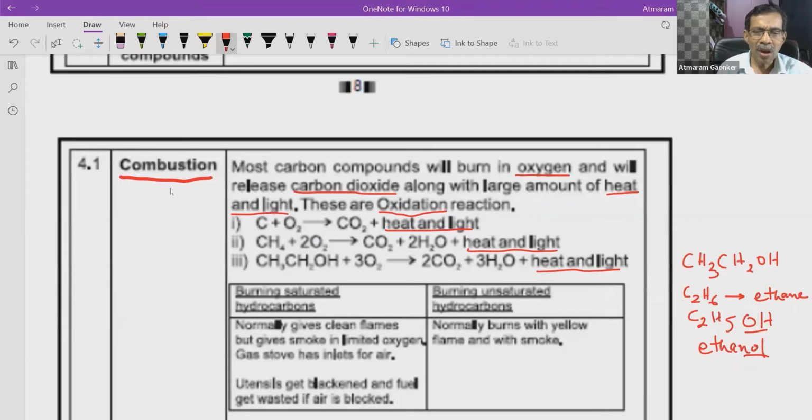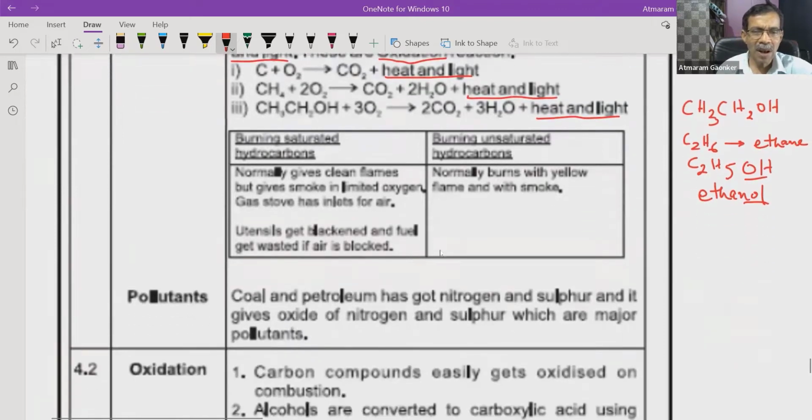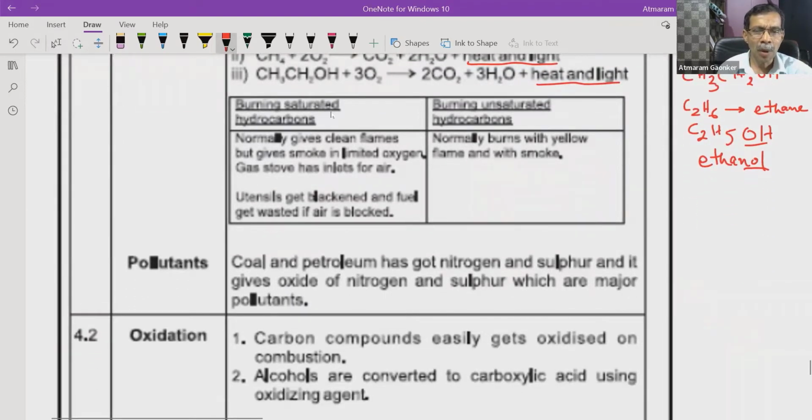So this is called the oxidation reaction. When it burns in the presence of oxygen, giving out carbon dioxide and heat and light, it is the oxidation reaction. Okay. With this, let me go to the next one. Burning of saturated hydrocarbons versus burning of unsaturated hydrocarbons. The difference between these two is normally asked in the examination.